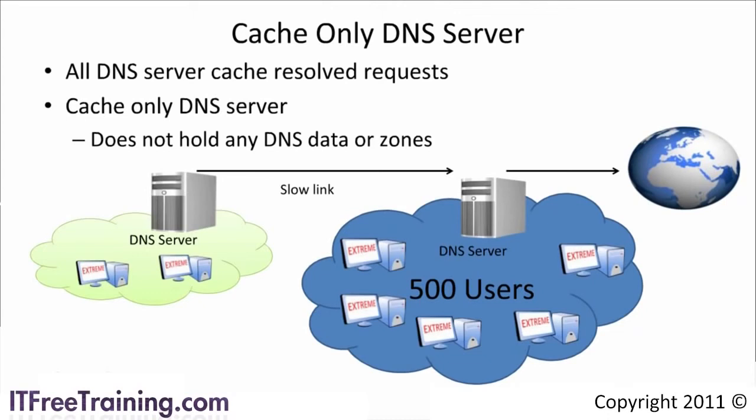With only 2 users at the other office, there is little benefit to having a complete copy of the DNS data at the remote site. This is a perfect scenario to deploy a cache-only DNS server. In this case, you would not hold any DNS records on the remote DNS server and forward all DNS requests to the DNS server in the larger network.